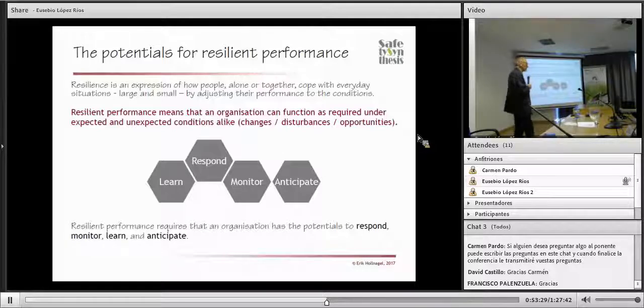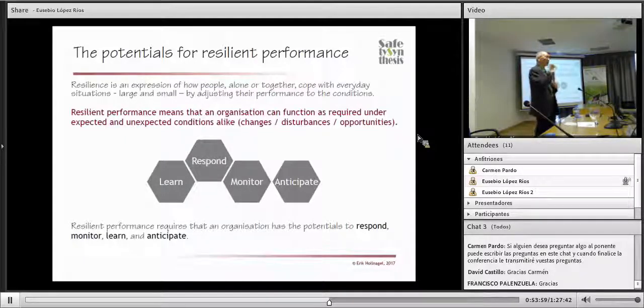And the question that resilience engineering asks and deals with is, what do you need to be able to do that? And to be able to do that, we have found that there are 4 things an organization or system must be able to do, 4 potentials we call them. You must be able to respond. When something happens, you must be able to respond to what happens. This is fairly obvious, of course.